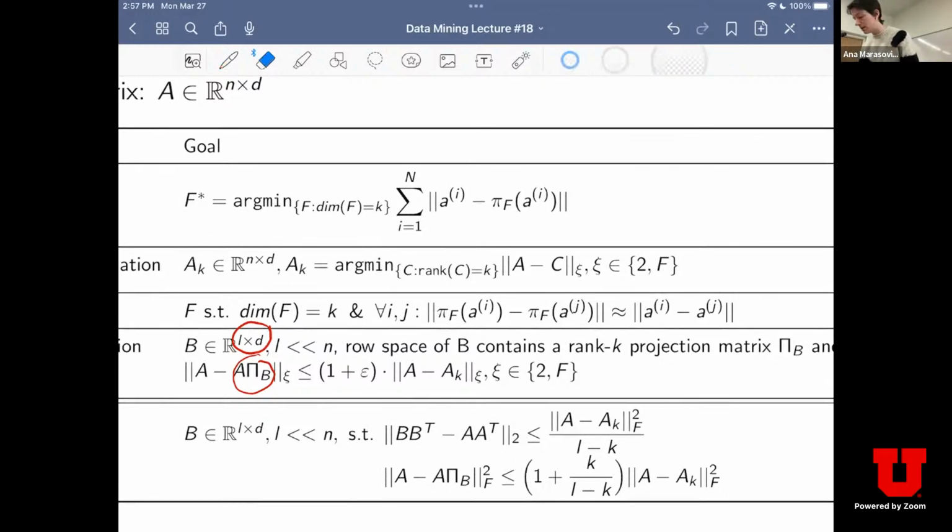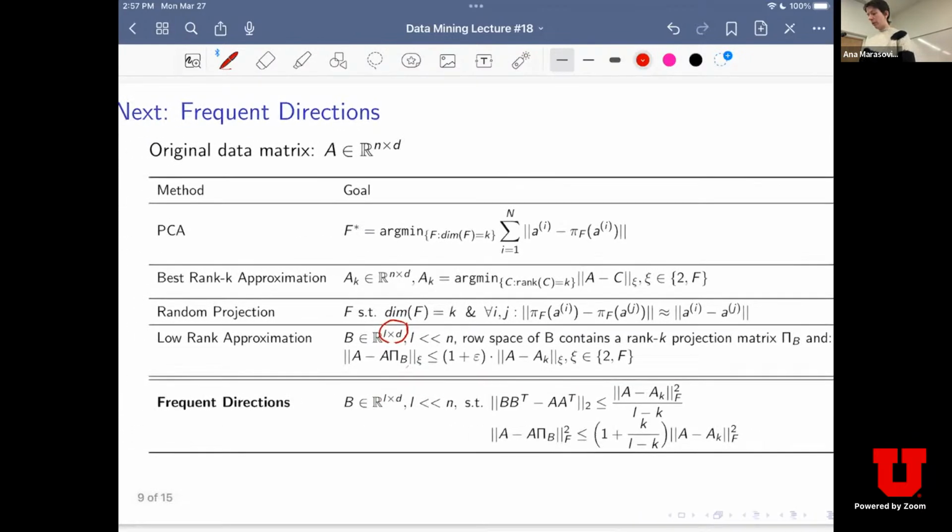So let me read this again. We are looking for a matrix which has a smaller number of rows than our original matrix. That matrix will in its row space contain a projection that you can use to project the matrix to a lower dimensional space, and that projection matrix will have rank K. And if you project your data matrix with that projection, you are going to get an approximation of your original matrix that's similar to what you would get with the best rank K approximation.